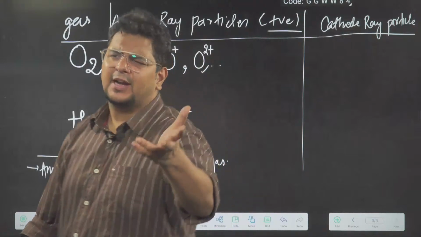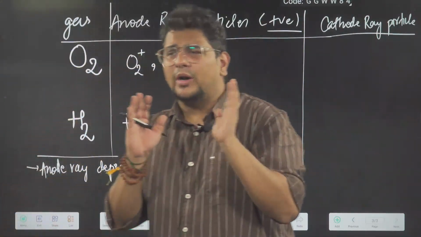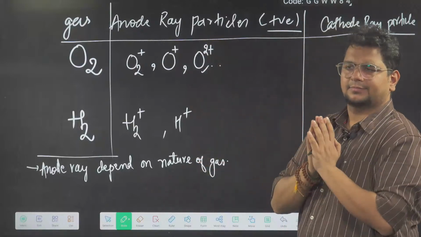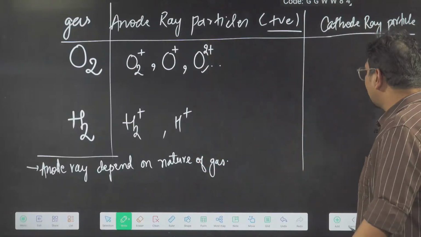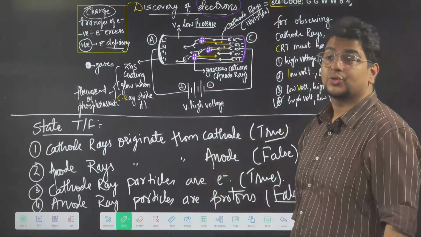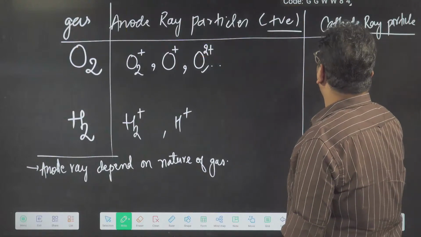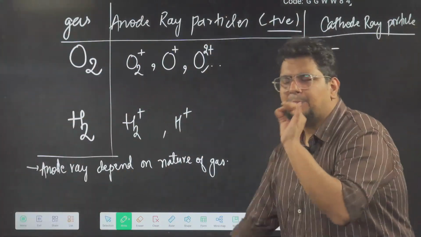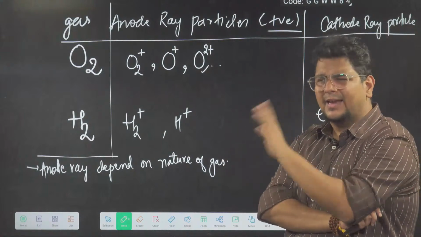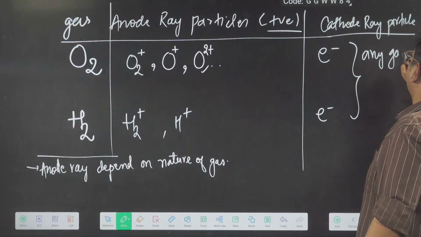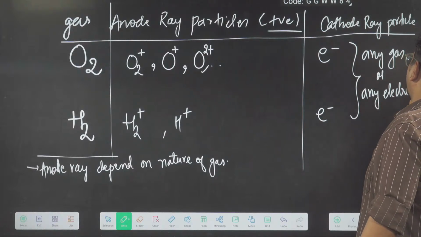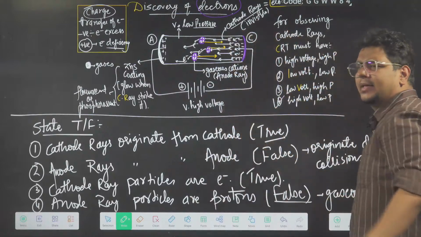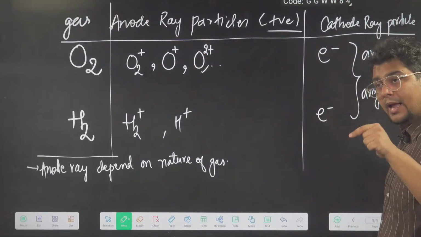This point clear or not clear? Different gas, different gaseous cation. Anode ray particles are gaseous positive ions, na, gaseous cations. So different gas, different cations. Also cathode ray particles, remember I told one thing, cathode ray particles are always electrons. Always means whether O2 is there or H2 is there, in both cases it is always going to be electron. Any gas, any electrode. So what do you mean by any electrode? By this metal, you use platinum, gold, any metal you use, every time electron will come as the cathode ray. Clear?